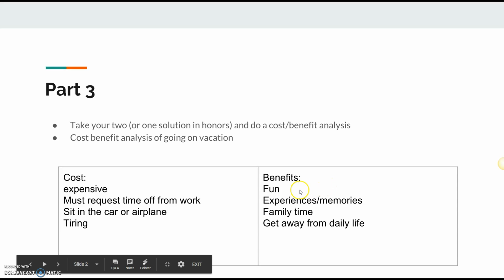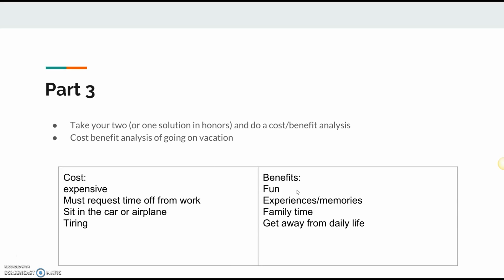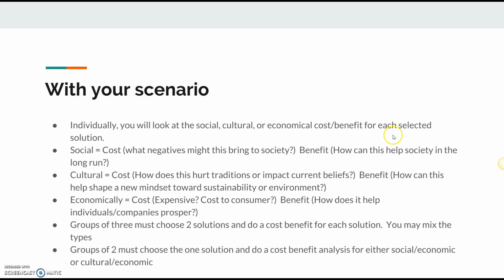Some of the benefits would be that you're going to go and have fun. You're going to have these experiences and memories. Sometimes you're going to go with family or friends and have more of these experiences and memories. And it's also an opportunity for you to get away from daily life. So we're looking at both the negatives and the positives for each one of these.